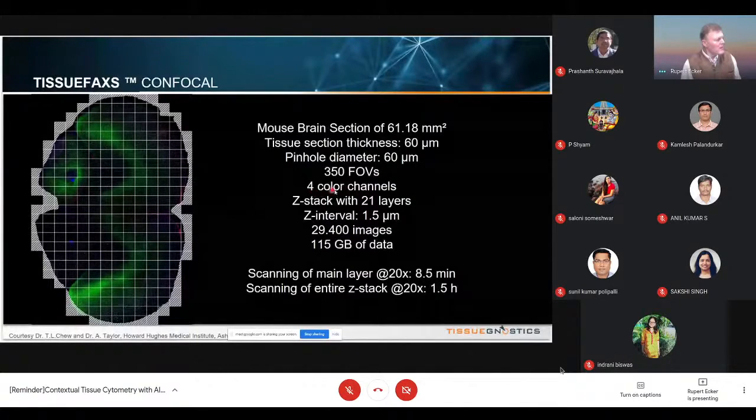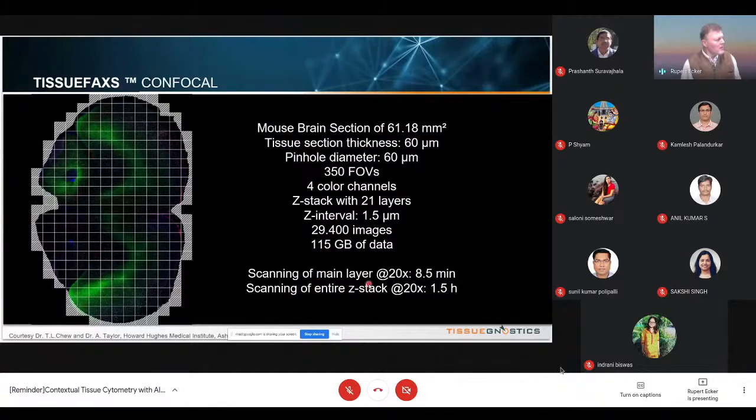Each field of view contains 4 color channels, DAPI plus 3 antibodies. In order to scan the entire tissue section in a single focal plane, it takes 8.5 minutes. If you make a Z stack, that means the main focal plane plus 10 additional levels above and 10 below, so in total 21 layers, each layer consisting of 350 fields of view, each field of view consisting of 4 channels. That gives in total 29,400 images, or 115 gigabytes of data. This is automatically done, including autofocus and storing, in 1.5 hours.